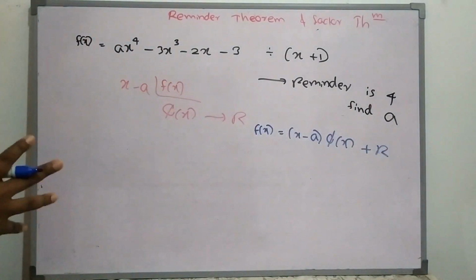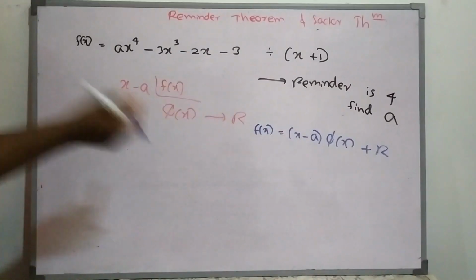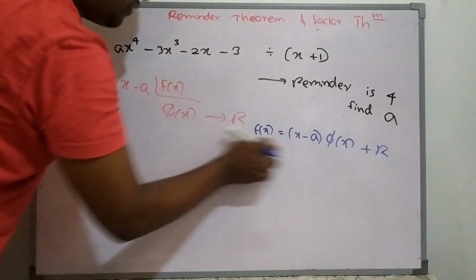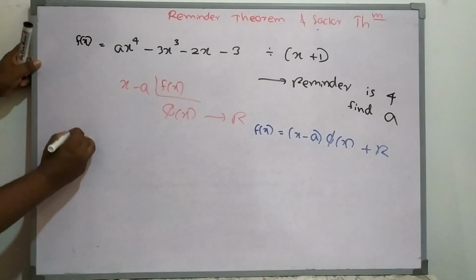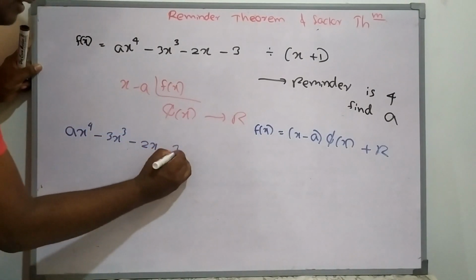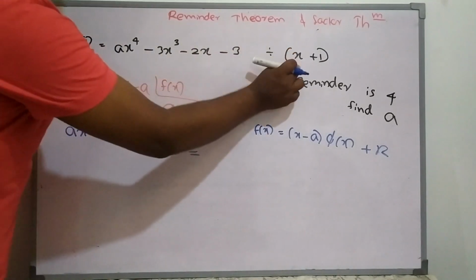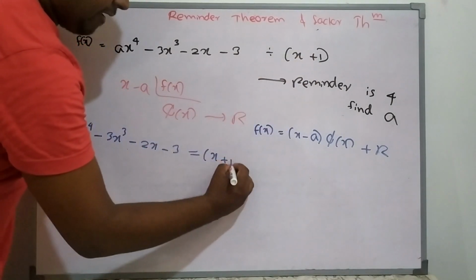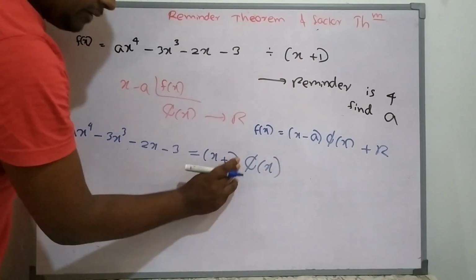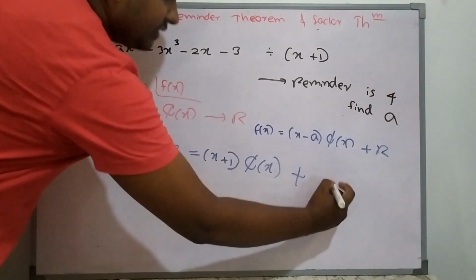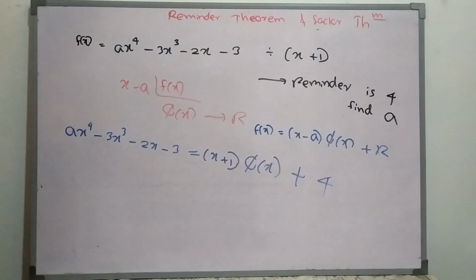So how do we write the remainder theorem as an equation? This is the important thing. This is my f(x), so you have to follow this formula. Write down f(x): x to the power 4 minus 3x cubed minus 2x minus 3, which is equal to the divisor, x plus 1, times psi(x), plus the remainder, which is 4. So we wrote the result using the remainder theorem.